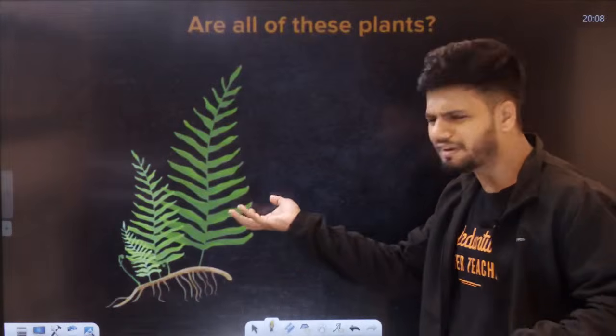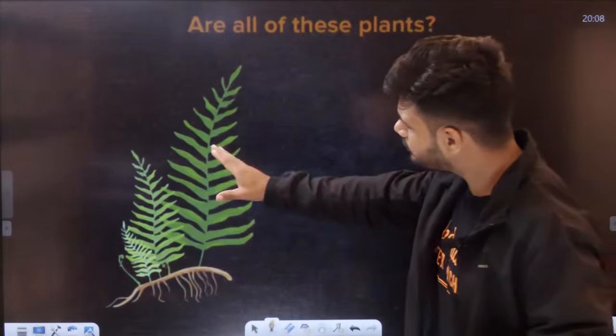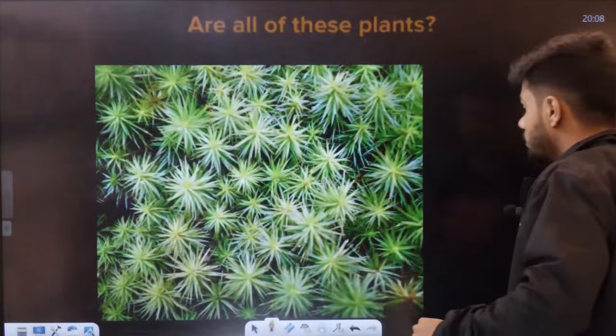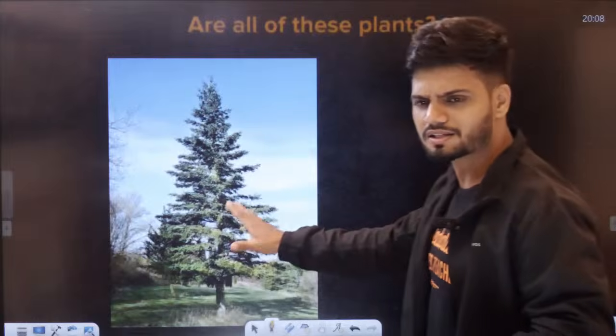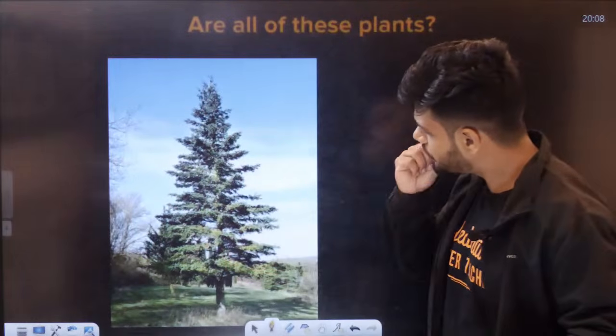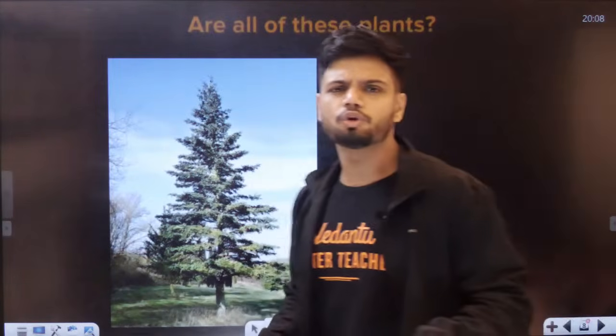It has a leaf-like structure. We have a root-like structure. But I do not see any flower, no fruit here. Okay, this one, students. Let's see the last one. This is a gymnosperm. It has a stem. It has a flower. It has a seed. But it doesn't have a fruit.